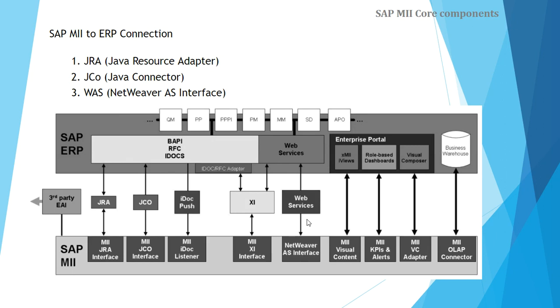SAP MII can call SAP ERP web services by creating a WS connector. You can create this WS connector and post or read data through the web service in SAP ERP. There are other connectors available in SAP MII that you can use according to the requirement.